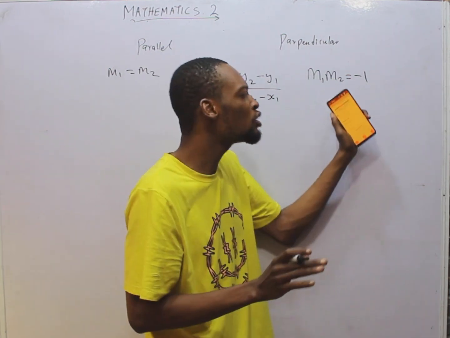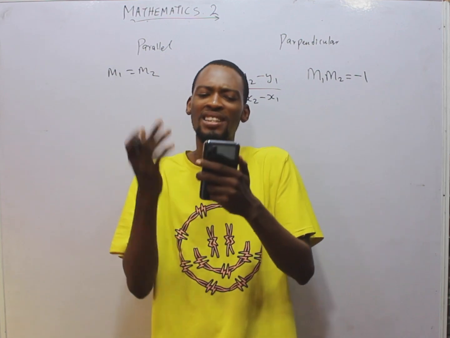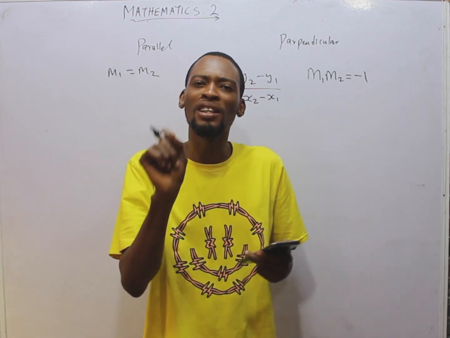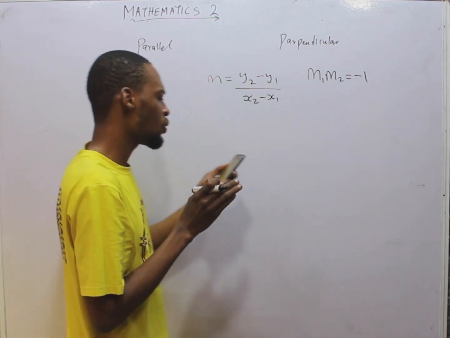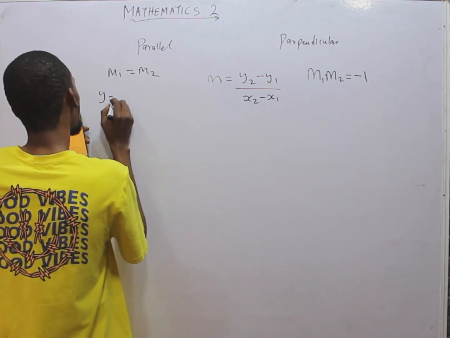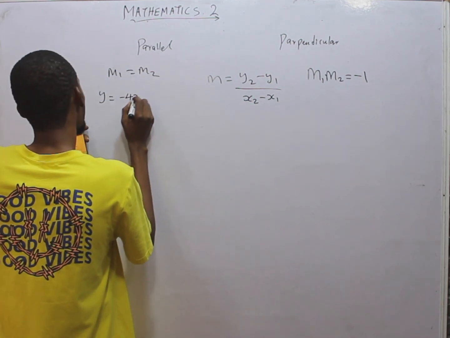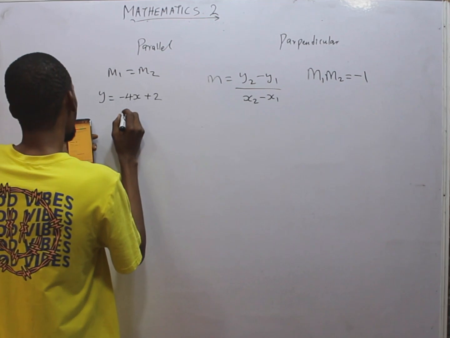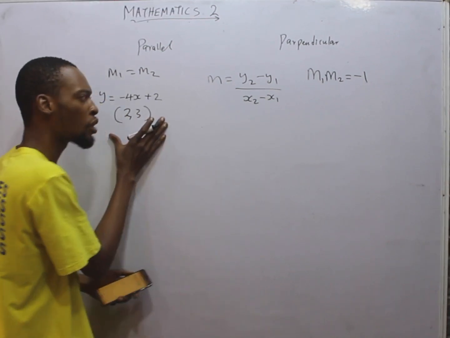You don't need to find the slope of the second one. This one says the equations of line are parallel, so m1 is equal to m2. Don't worry, this will begin to make sense to you later. Look at something. We are given the equation of a line. It is parallel to this line, y equals minus 4x plus 2, through (2, 3). So these are the coordinates.